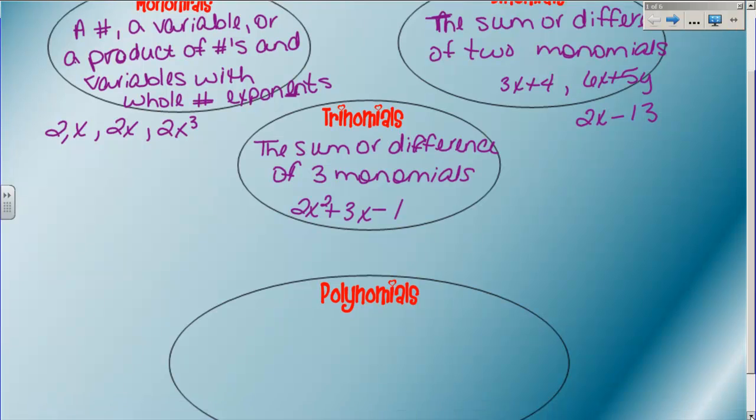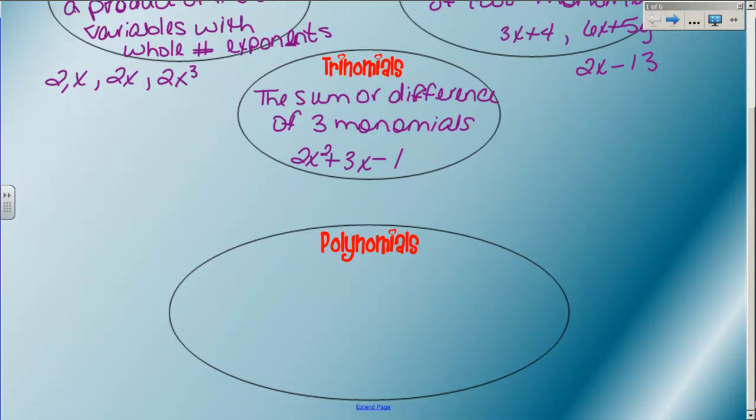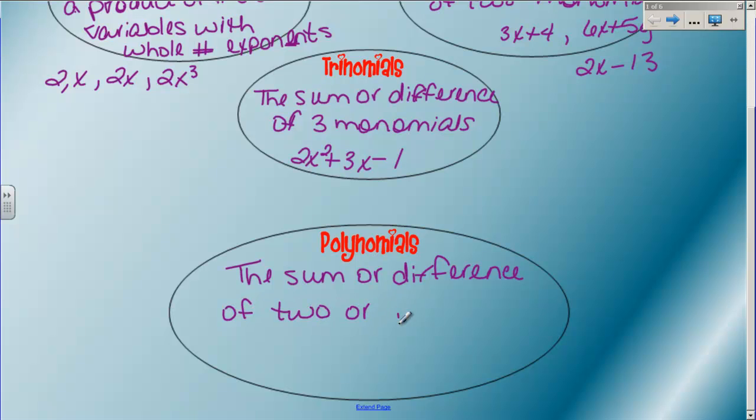A polynomial is the word that we give to group all of these. It's sort of like quadrilateral is all 4-sided figures, and under quadrilateral you can have squares, rectangles, rhombus, trapezoid. But polynomial is like the big word that covers them all. The definition of a polynomial is the sum or difference of 2 or more monomials.